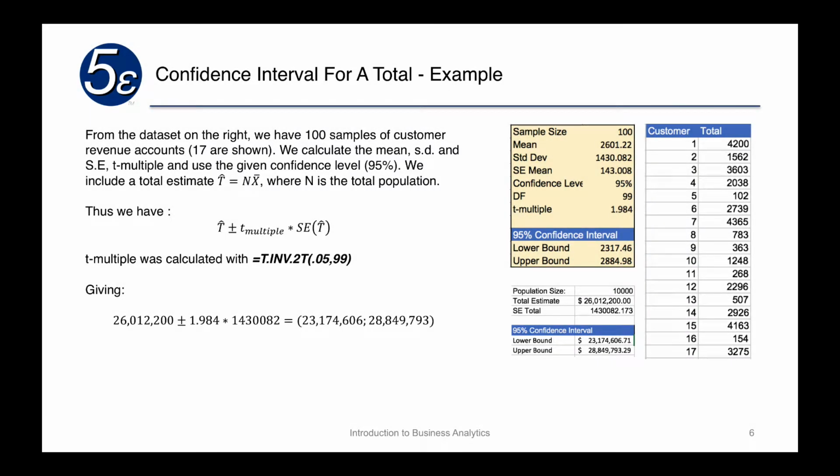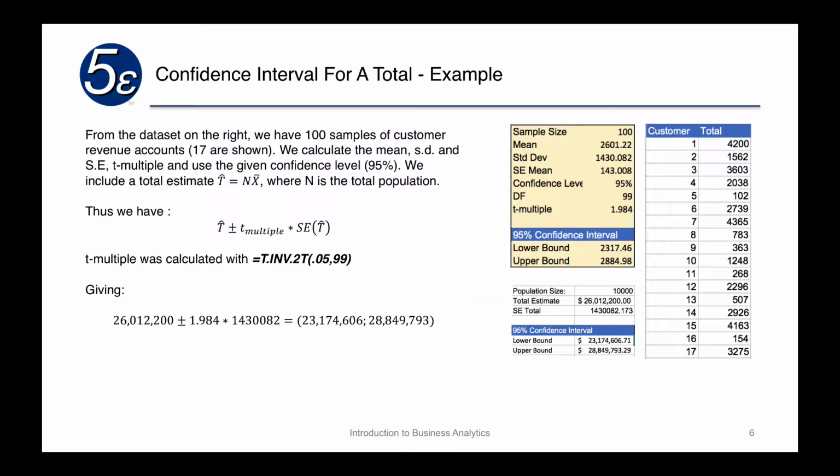From the data set on the right, we have 100 samples of our customer revenue accounts, but we only show 17. We calculate our mean and standard deviation, which you can see on the right is 2601, and the standard deviation of 1430. We also have calculated the standard error and the t-multiple in the yellow box.